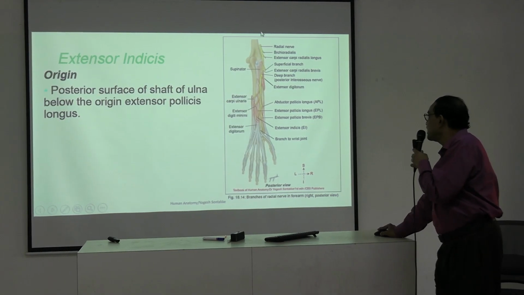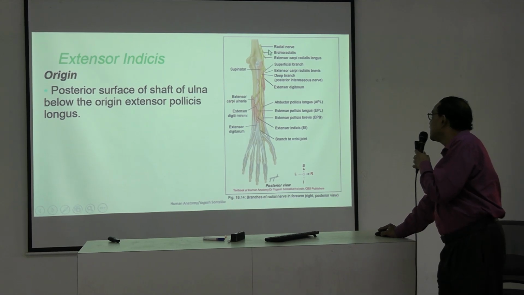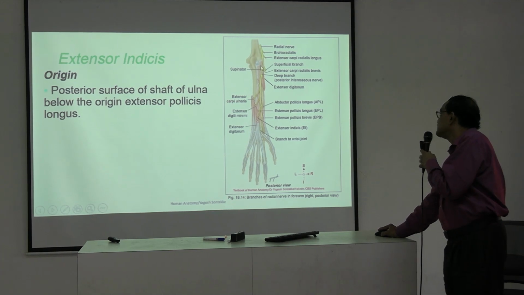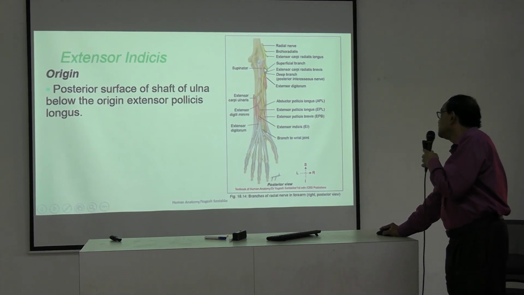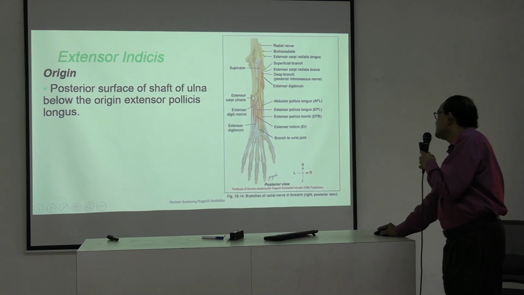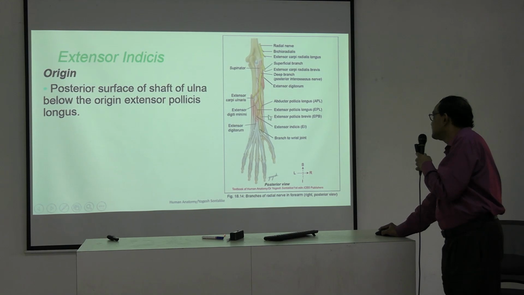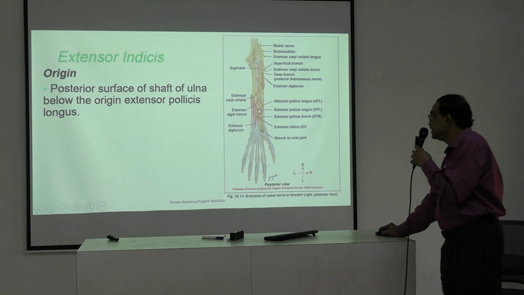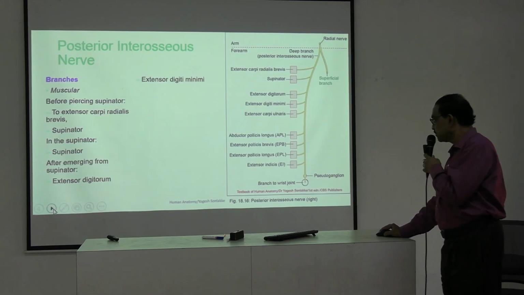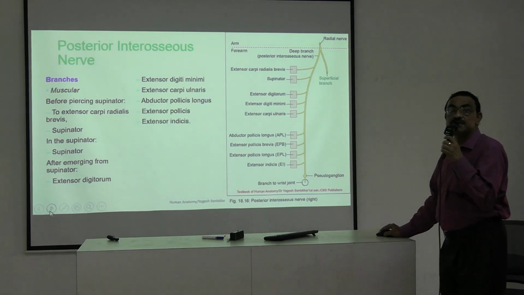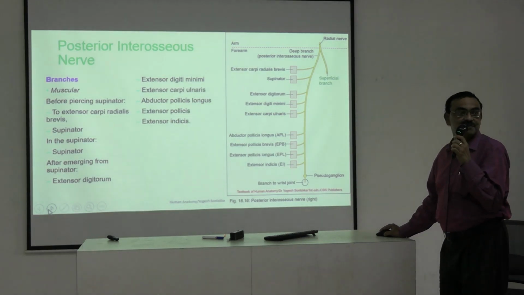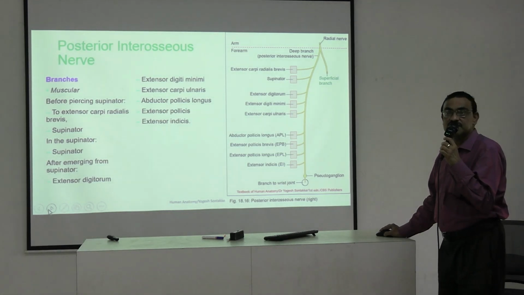Now this is the posterior radial nerve dividing into superficial branch and this deep branch. And this deep branch is passing through this supinator muscle, and it is divided into so many branches which are supplying all the extensor muscles, both the superficial and deep extensor muscles. So this is posterior interosseous nerve. Posterior interosseous nerve is very important for your exam. It comes as a short note. Posterior interosseous nerve.